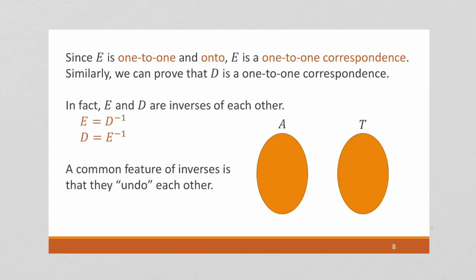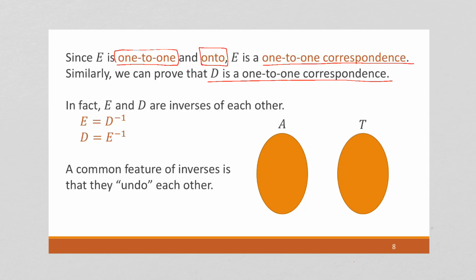So if we know that E is 1-to-1, which we proved, and that it's onto, then we know that it is a 1-to-1 correspondence. And if you were to go through, it's very similar to prove that D is a 1-to-1 correspondence. And in fact, E and D are inverses of each other, right?